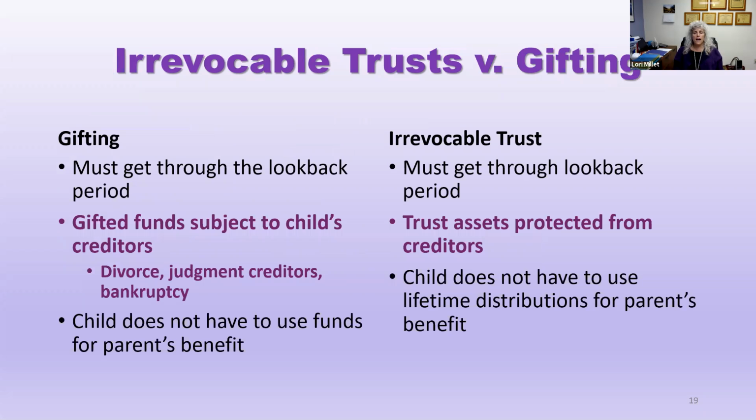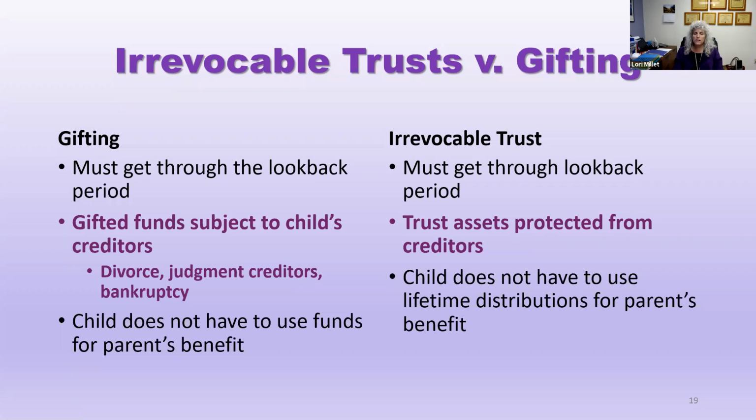So let's look at why you might do an irrevocable trust versus gifting. Because hopefully you can't give money away and still qualify for Medicaid. That's another myth: it's okay if I give my money away to qualify for Medicaid. I'll get down to $2,000 or less and everything will be hunky-dory. No, everything will not be hunky-dory.